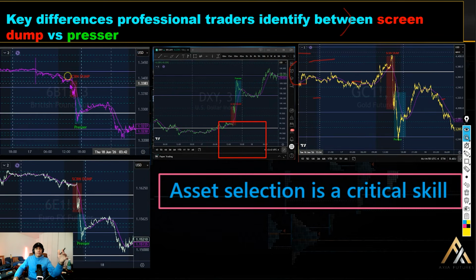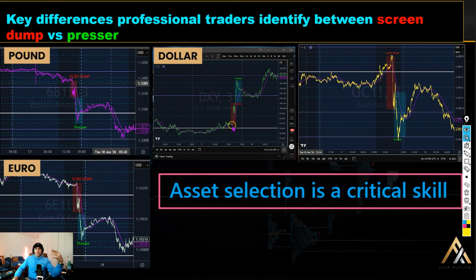So first, what I've brought up for you here is the currency space. And what I've done is I've highlighted the screen dump, which is that initial release on the statement, where you get to see the change in the statement, the dot plot, and the amount of Feds that move their dot plot up or down or stay the same. And you can see these assets here are the pound, the euro, which are directly correlated to that dollar. So as you can see, the dollar spiked on the screen dump while the aforementioned currencies dumped effectively on that hawkish response that was kind of unexpected.